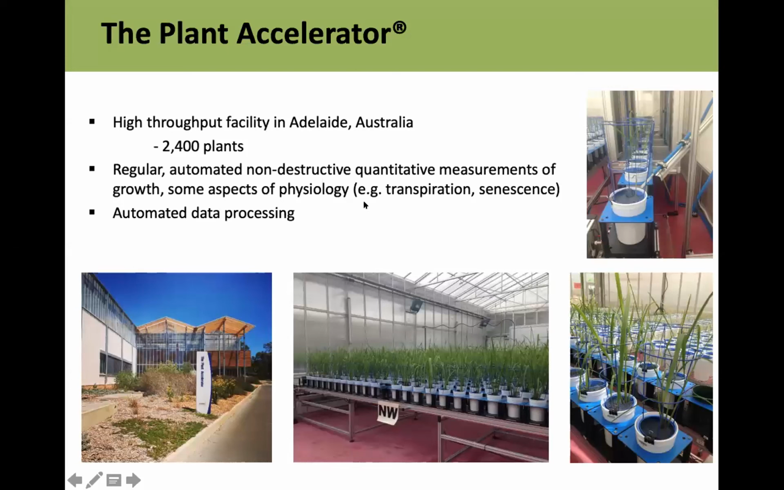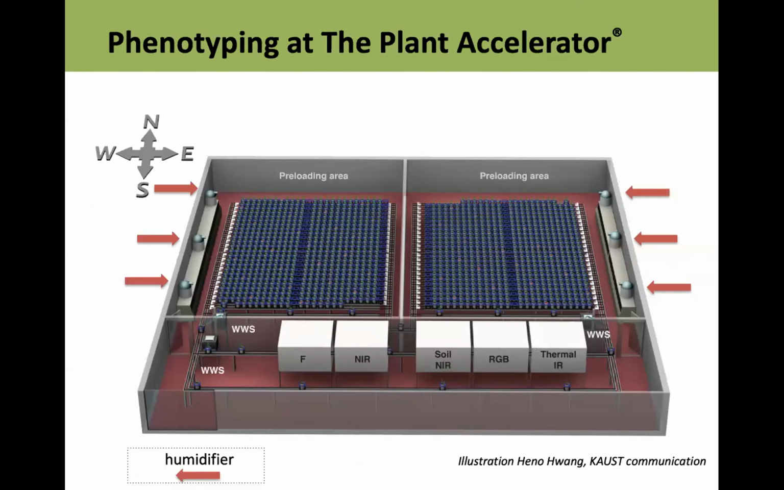So within the first month of starting my PhD, I went to Adelaide, Australia, to a place called the Plant Accelerator. This is a high-throughput facility that can hold up to 2,400 plants, with automated, non-destructive quantitative measurements and automated data processing. You can see that these are all of my rice plants. They get put onto these conveyor belts, and they go through a hall where they get weighed and watered daily before they enter an imaging hall. The next slide will give you more detail.